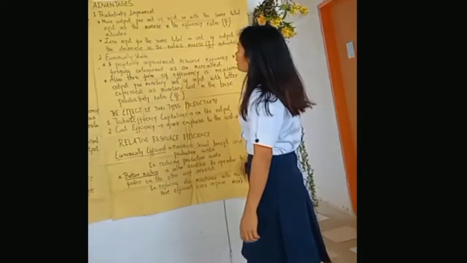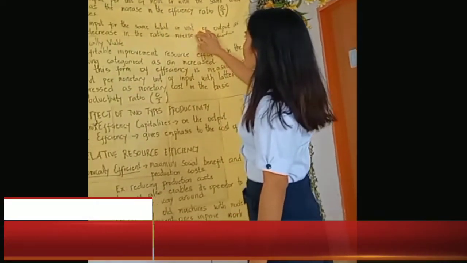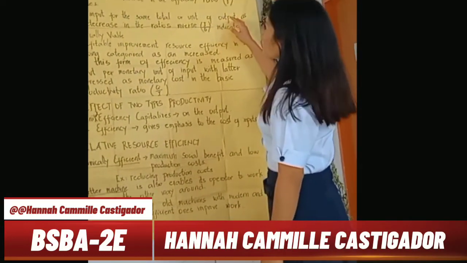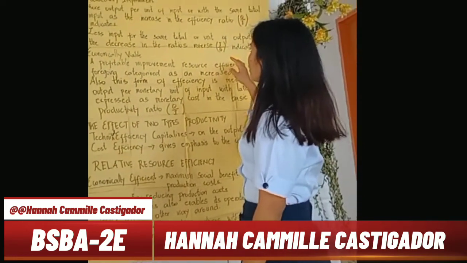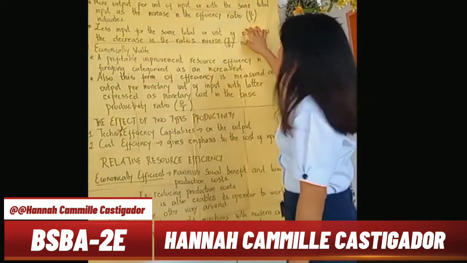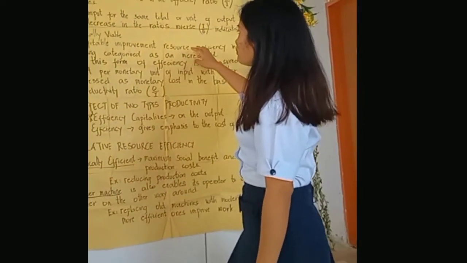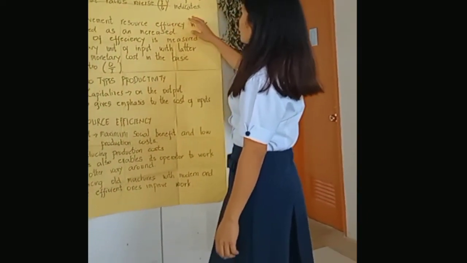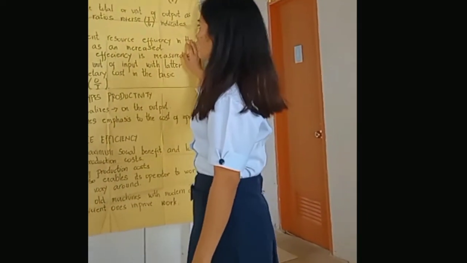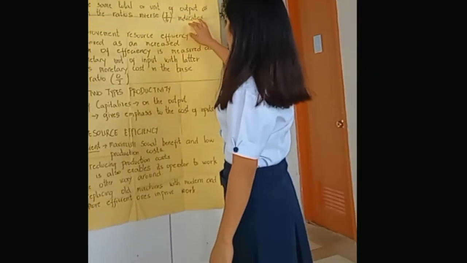Advantages. Productivity improvement: more outputs per unit of input or with the same total inputs, as the increase in the efficiency ratio Q over I indicates. And next, less inputs for the same total or units of output, as the decrease in the inverse ratio I over Q indicates.